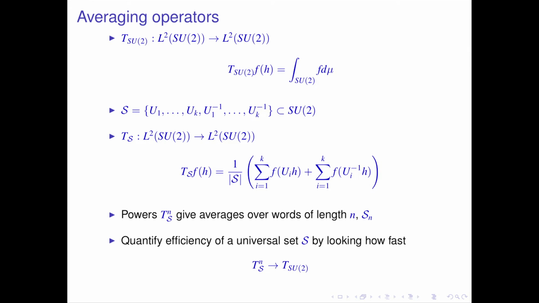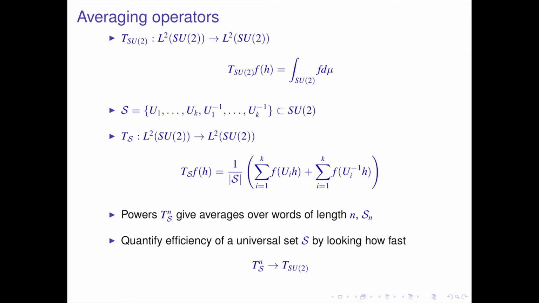We are now dealing with qubits, so I have a group SU2. On SU2 I can have functions, and now I can average them. Averaging a function on SU2 is just calculating the integral of this function over the whole group. And I know this is done with respect to the Haar measure.